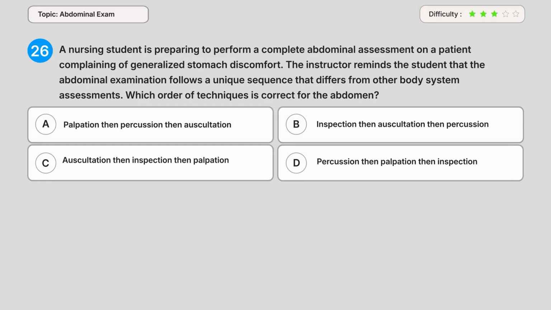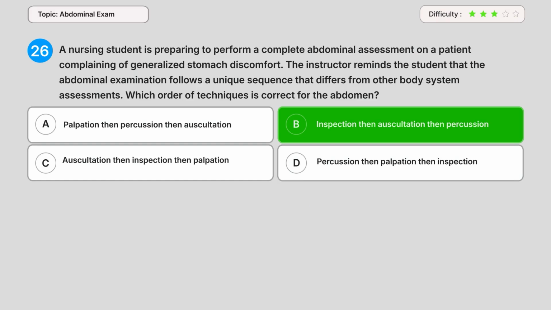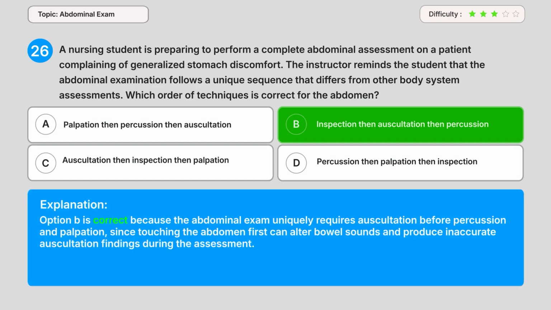Correct answer: B. Inspection, then auscultation, then percussion. Explanation: option B is correct because the abdominal exam uniquely requires auscultation before percussion and palpation, since touching the abdomen first can alter bowel sounds and produce inaccurate auscultation findings during the assessment.